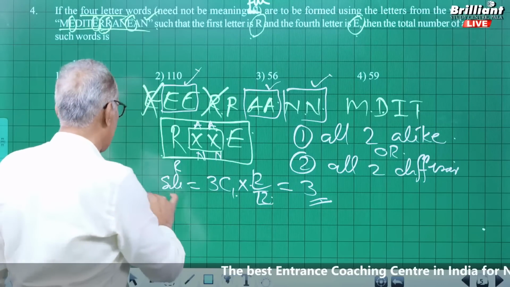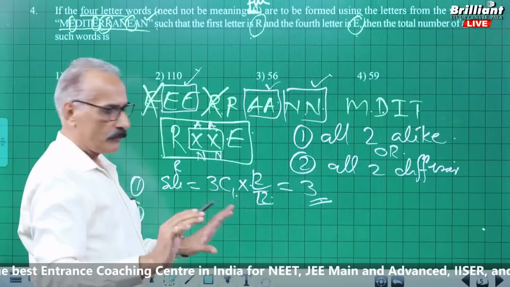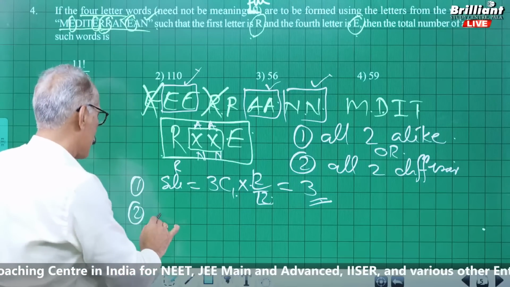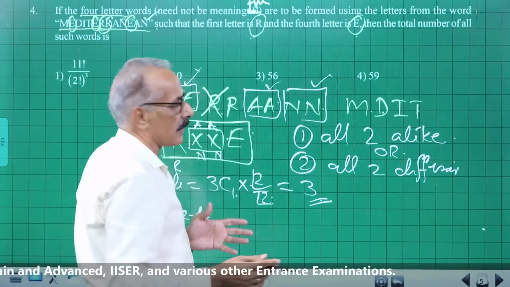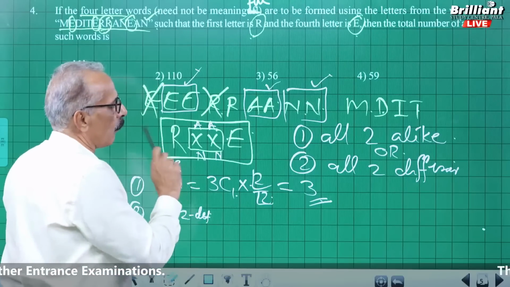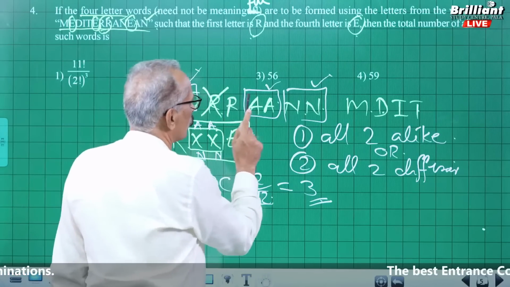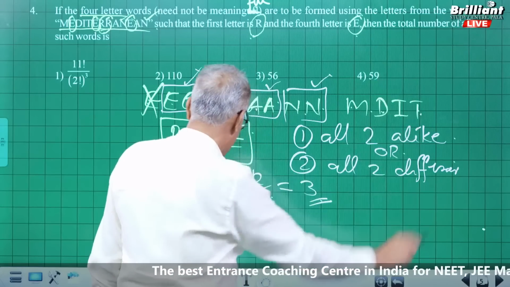Now the second case is this. This is selection and arrangement, the number of words. Number 2, that means both are different. How many different letters are there? In fact, you have 13 letters, and you have only 1, 2, 3, 4, 5, 6, 7, 8 different letters, 8 different letters.